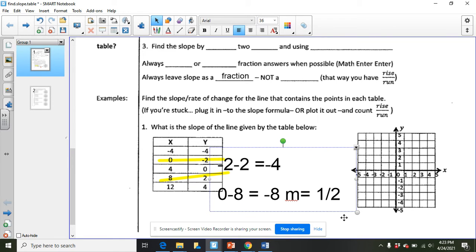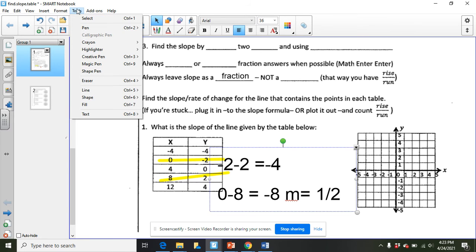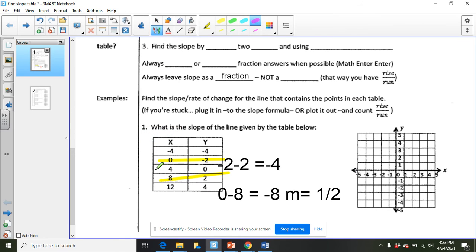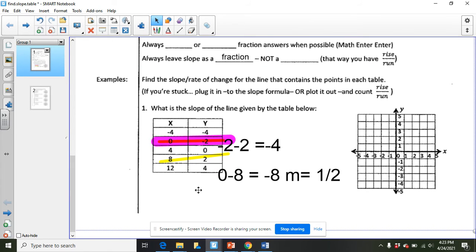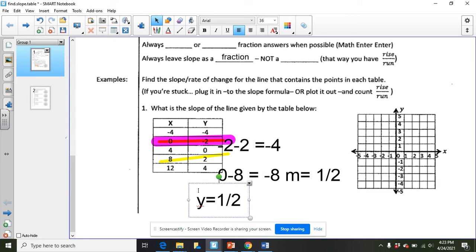Okay, so now that you know that the slope is 1/2, when we get ready to figure out the slope of the line for best fit, we need to say, okay, so where is it passing the y-axis? Now, you know that because the y-axis always has an x value of 0. So this point I used was actually the y-intercept. So if I were to write an equation of this line, it would be y equals 1/2 x minus 2.